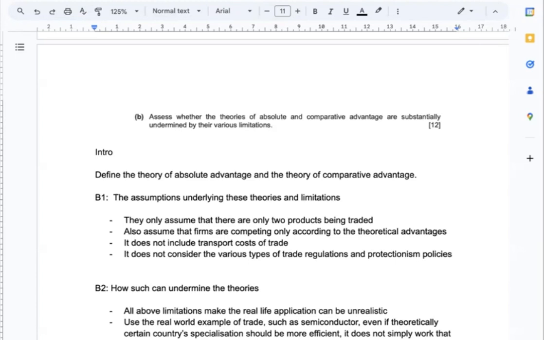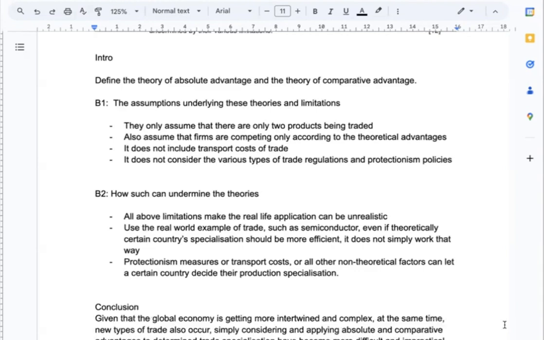decide their production specialization. So in this regard, I can conclude that, given that the global economy is getting more intertwined and complex, and at the same time new types of trade also occur, such as digital-related, simply considering and applying absolute and comparative advantages to determine trade specialization has become more difficult and impractical. That's why they are substantially undermined nowadays.